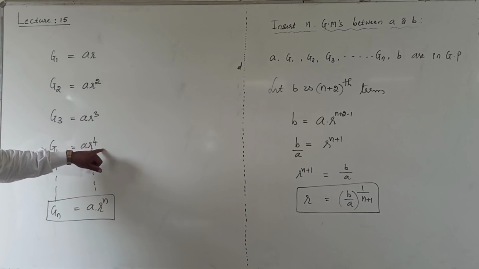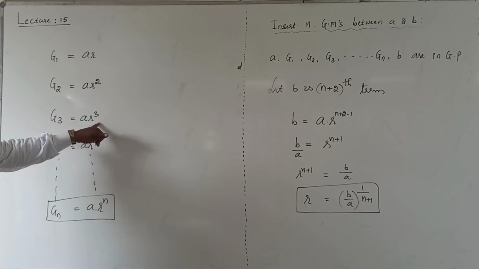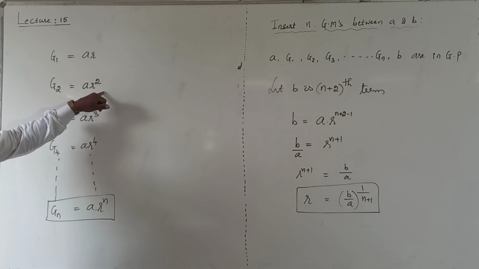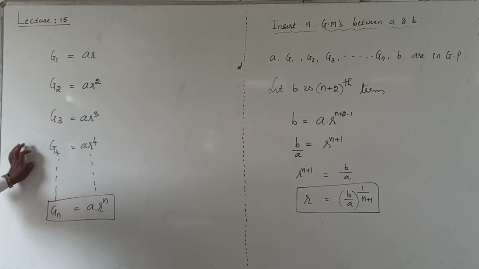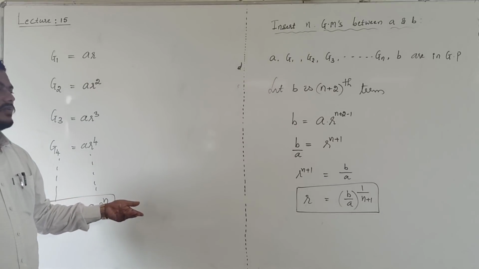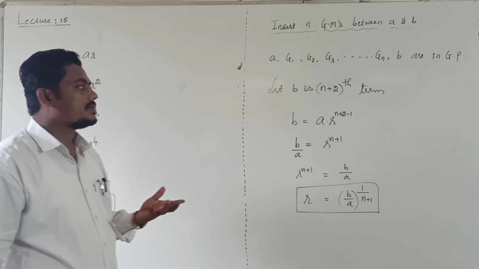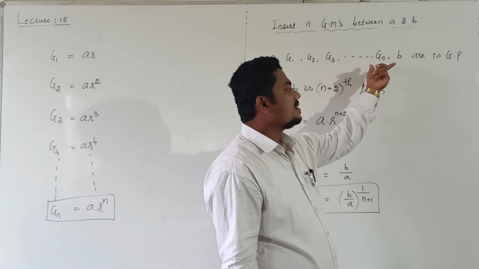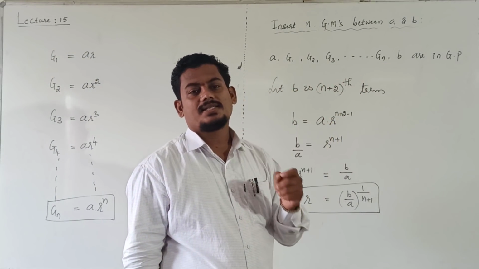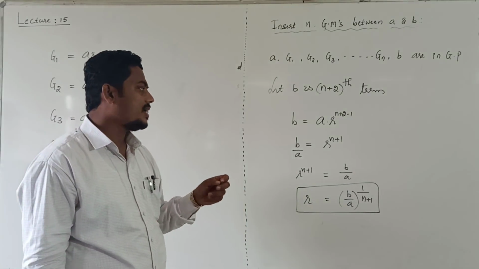Fourth mean is A into R power 4. Third mean is A into R cube. Second mean is A into R square. Then nth mean. Suppose if you want fifth mean, G5 value, what is G5? G5 is equal to A into R power 5. These are n geometric means, N geometric means between two numbers such that the resulting sequence is GP.